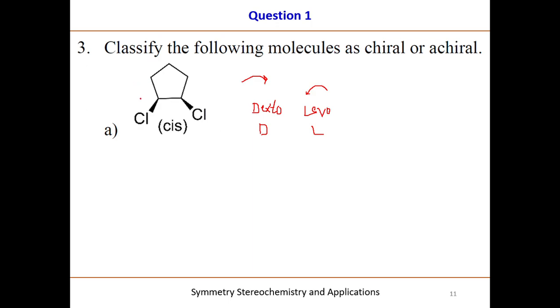So the first example is cis-1,2-dichlorocyclopentane. So here we can see we have two chlorine groups above the plane. When we pass the plane from here, we will see these two are indistinguishable mirror images of each other.